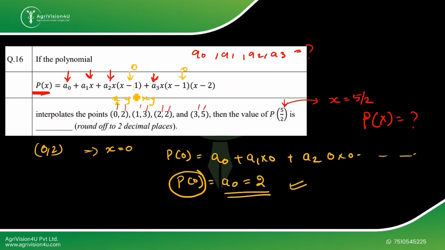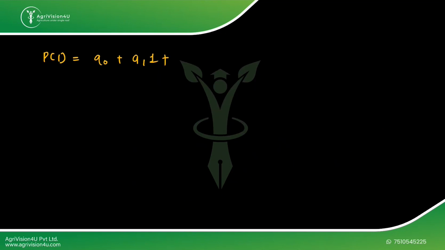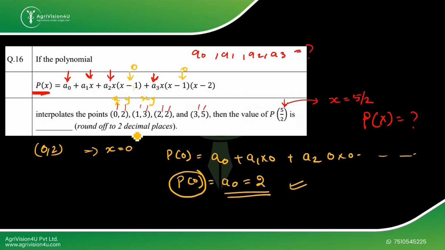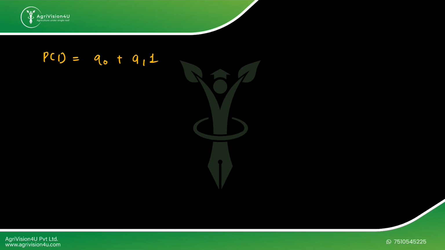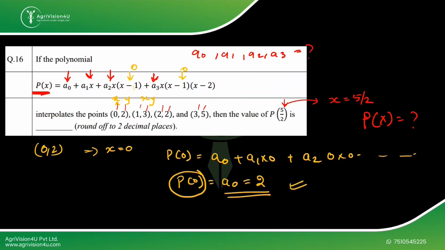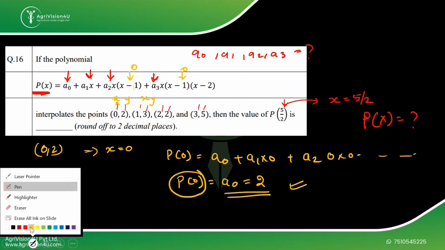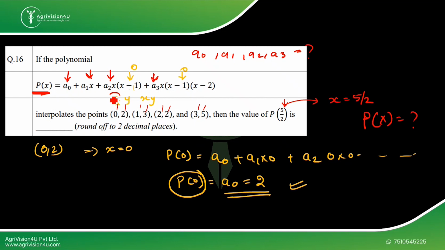1 minus 1 will be 0 here, so only these two terms will be left. We will be left with only a0 and a1. Now the P1 value is given to us, that is 3. If you are confusing yourself, let me write it like this. This x represents the value that you will put in here, and the y value represents the value that you will get after solving this function.